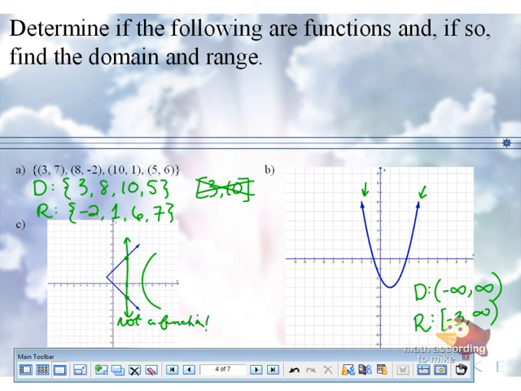Sure. For B, the same would be true because for every y, there's 2 x values. True, that's okay. 2 different x's can go to the same y, but 1 x can't go to 2 different y's. Is that okay? So now, where there's 2 y's for 1 x, that's a different property. Okay. So it's going to turn out to be bad later on. But for right now, it's okay.